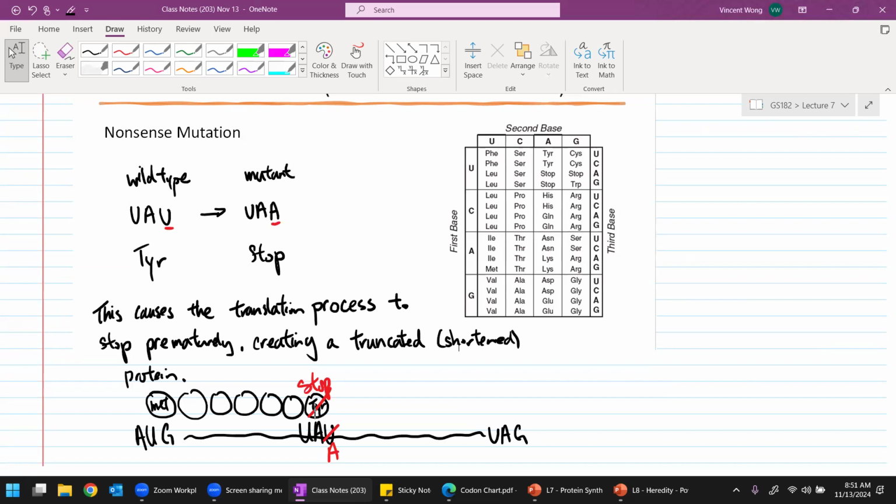It's like your lab report, right? If you have a nonsense mutation in your lab report, you did the first page and the rest is gone. That's pretty bad, right? You're gonna lose a lot of marks, okay? But if you lose that last page, maybe it's okay, right? It's not detrimental, right? Do you understand? Right? So it depends, right? So you bet I'm gonna ask you that question on some assessment.